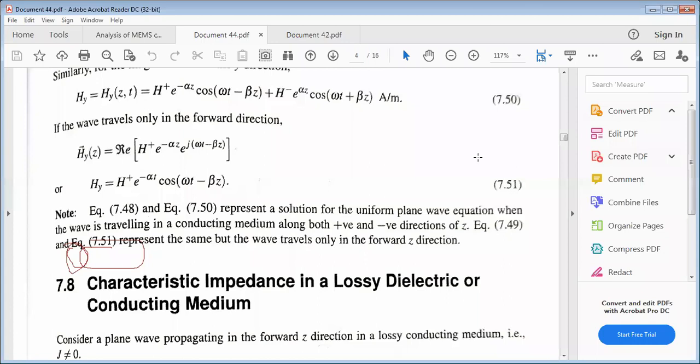So 7.48 and 7.50 represent the solution of the uniform plane wave equation when the wave is traveling in a conductive medium with both positive and negative directions. Positive and negative direction means if it has no boundary, it goes in the positive direction. If it has a boundary, it also flows in the negative direction.